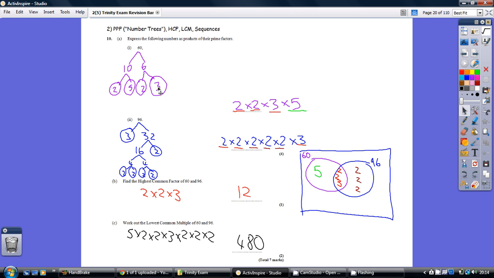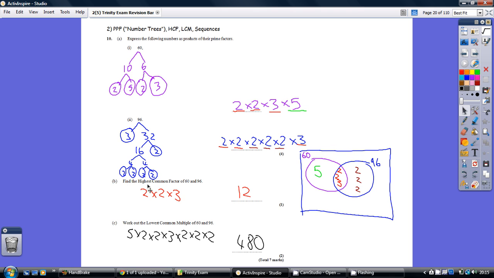You've now got to write these 4 numbers down again and put a times sign between. You must remember the times sign because it's called a product. That means timesing. It makes it helpful if you can put them in order, but that doesn't really matter. So it's 2 times 2 times 3 times 5. Repeat the same process with the 96 and you get these numbers.